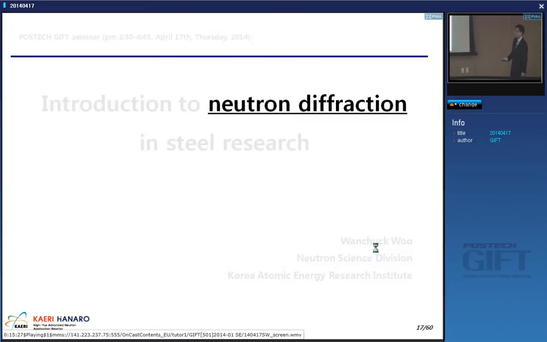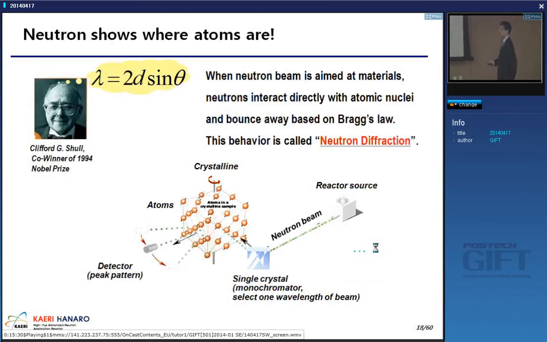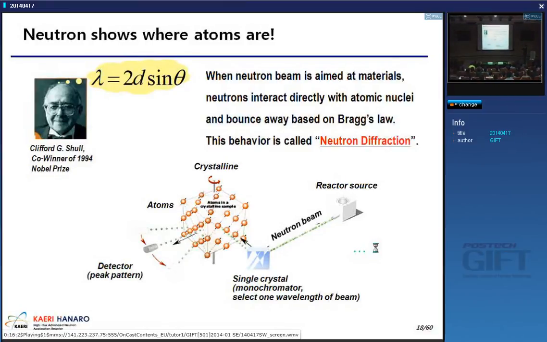So let's go further. So what is neutron diffraction then? In 1994, Professor Clifford Shull got the Nobel Prize just because he thought of neutron diffraction. Yeah, it's about 20 years later, right? It's very simple, but he thought of it first. So that's why he got the Nobel Prize. So a neutron beam aimed at the material interacts directly with atomic nuclei and bounces based on Bragg's law. We call this neutron diffraction, okay?